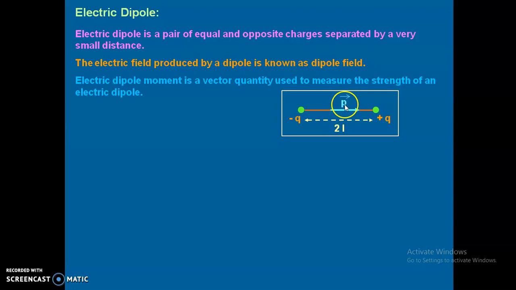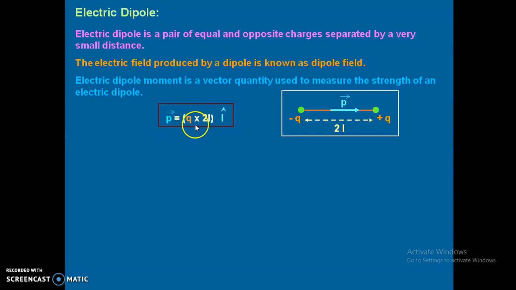Now this p is the electric dipole moment. Remember, it is a representation of the electric dipole moment, p, and this is a vector quantity and its direction is from negative to positive charge. Electric dipole moment is a vector quantity and its direction is from negative to positive charge, right? This is the expression for electric dipole moment. Vector p is equal to q into 2L i cap.